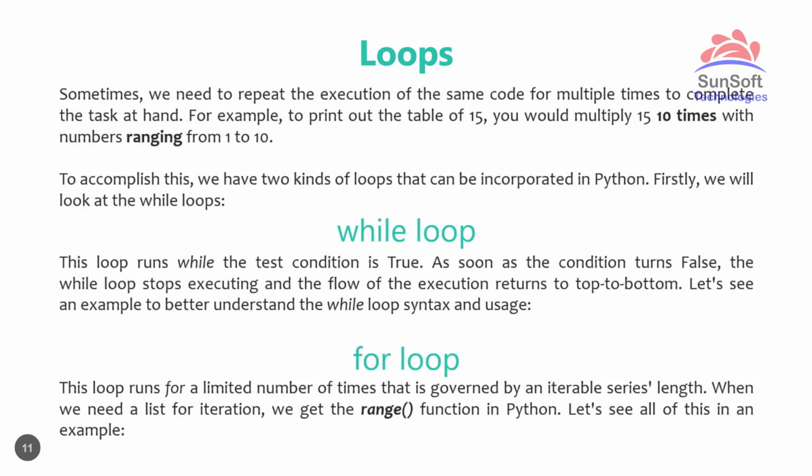So that's how the for loop comes in, and it is governed by an iterable series length. What is happening is, if you want a custom series to iterate on, then you'll use the for loop, and when we need a list for iteration, we get the range function in Python. So let's use the range function to get some lists, and then we'll see later on how we can use lists. When we'll be covering lists, we'll see how to use that with the for loop. So let's use the range function for now.